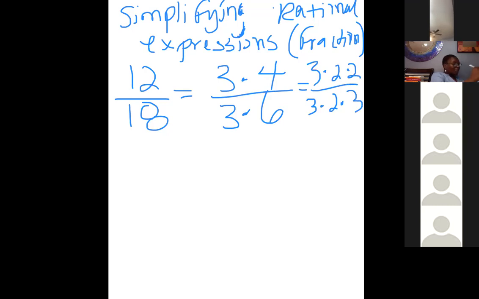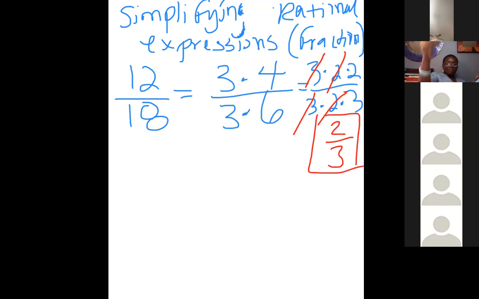So when we cancel out the like factors, we cancel a 3 from the numerator and a 3 from the denominator, a 2 in the numerator and a 2 in the denominator. So what are we left with? 2/3. So this would be the simplified form of that fraction. So we're doing the same thing, but this time we're dealing with algebra, guys.